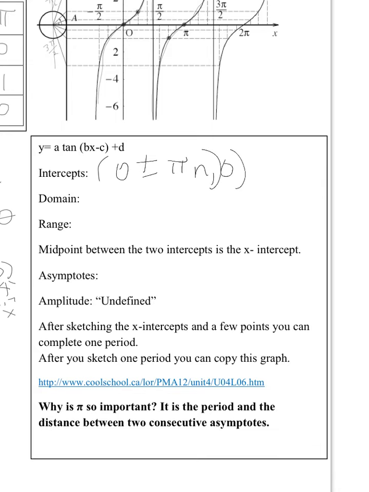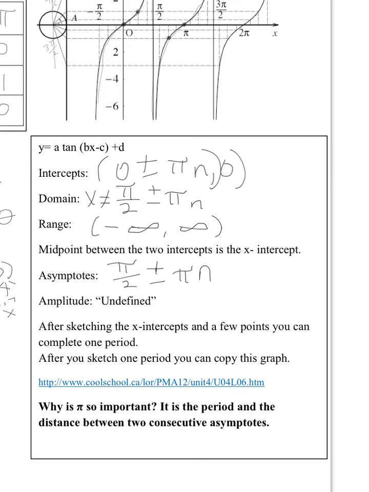The domain is written all real numbers except where pi over 2 plus or minus pi n occurs, because this is where the asymptote occurs. So you need to write this down, pi over 2 plus or minus pi n. There's an asymptote at pi over 2, and then every period distance before and after that, there's going to be another asymptote. So tangent has an asymptote every period pi after and before pi over 2.